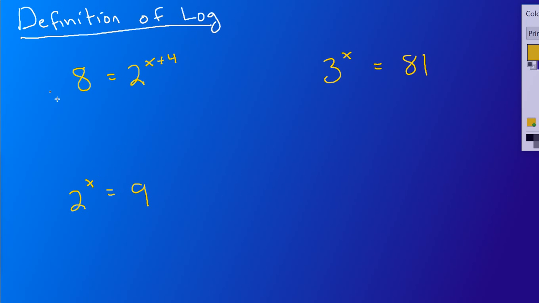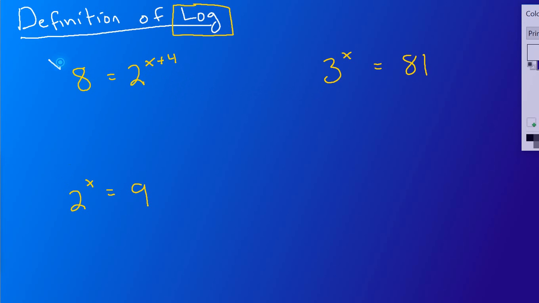Our next chapter has to do with logarithms and exponential equations. Right here, I've written 3 exponential equations, and the first 2 are actually things that we could figure out. So let's take a look at this first one. We have 8 equals 2 to the x plus 4. Now normally, for other equations, we've had x down here, but right now it's an exponent.